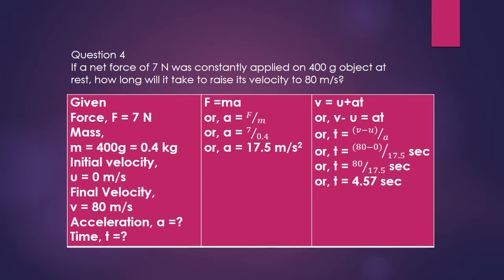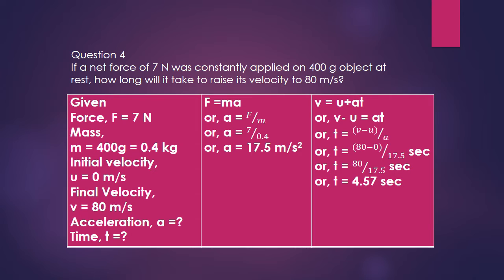Now we'll apply the formula we just learned. V equals U plus AT. So we can write it like this also: V minus U equals AT, and T equals V minus U upon A. Since it is starting at rest, the value of U is 0.